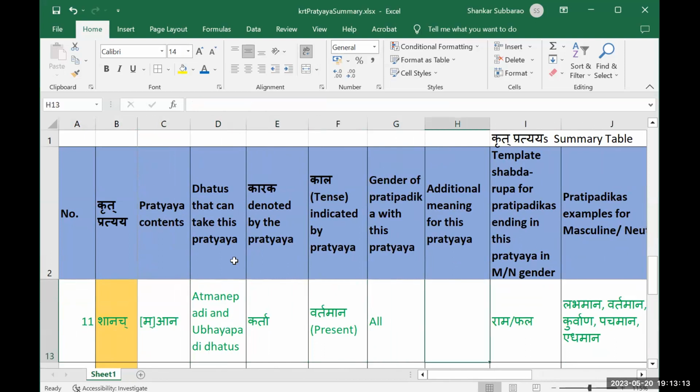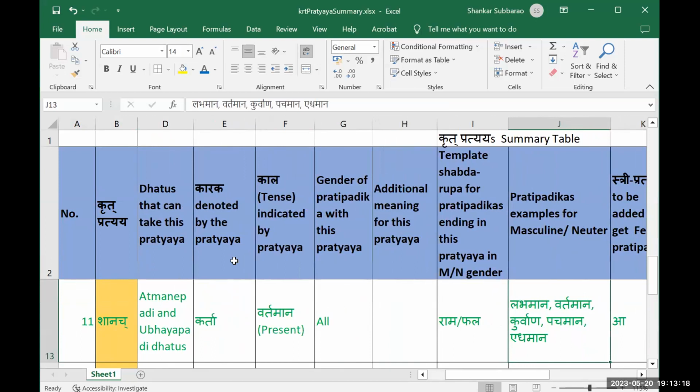Vartamana. How will it decline? Like Rama, because it ends in A. What are the words like? Labhamana, Vartamana. See, we say Vartamana Kala. That Vartamana is this Vartamana. Present. Kurvana, Pachamana, Edhamana. All these are present, which means gaining, being, doing, cooking, growing. Those are the meanings here.